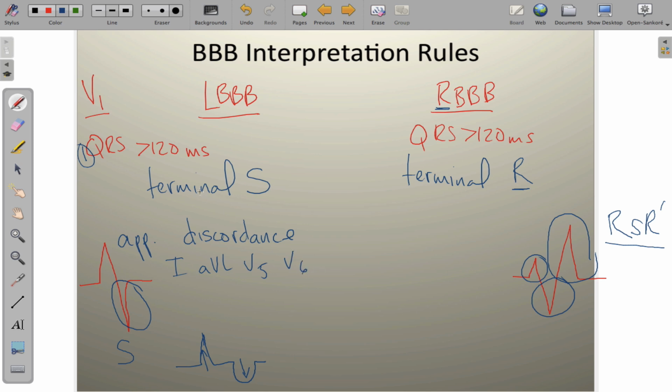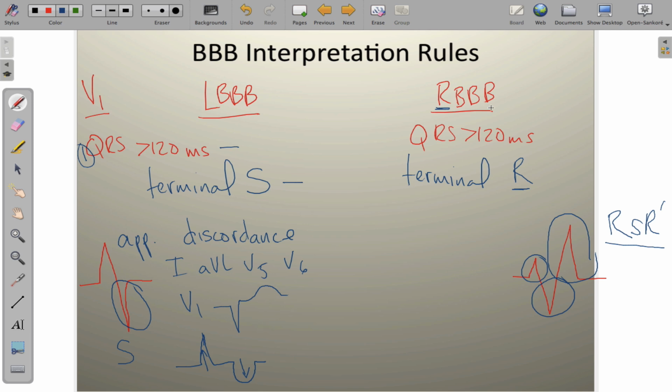All right, so left bundle branch block. QRS is wide, terminal S wave, appropriate discordance. You'll find that the QRS in leads 1, AVL, V5, V6, they look just like this. You'll have an upright QRS and a negatively deflected T wave. And in lead V1, you'll have something that looks like this. Again, appropriate discordance, QRS will be negatively oriented, T wave will be upright.